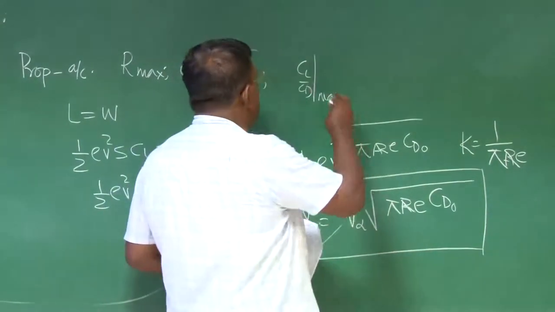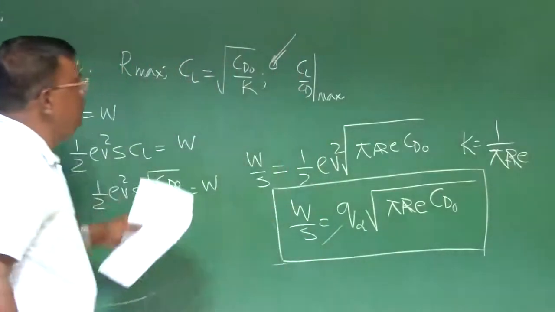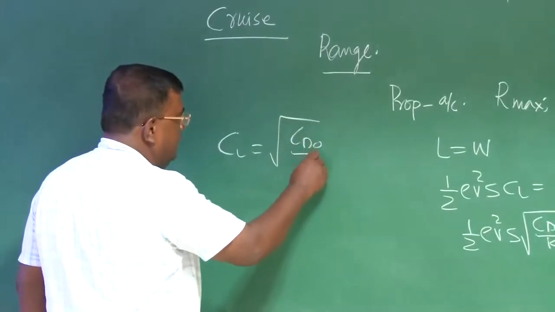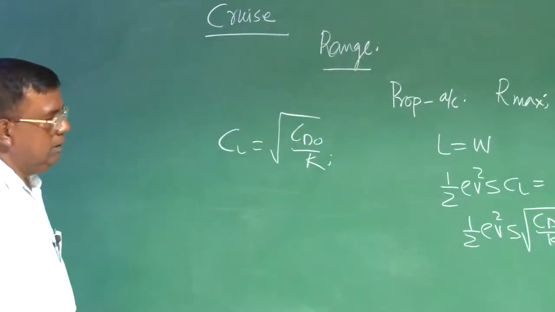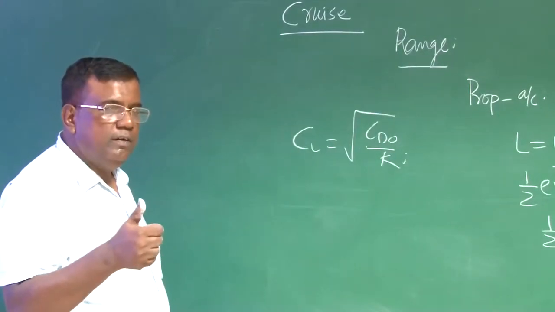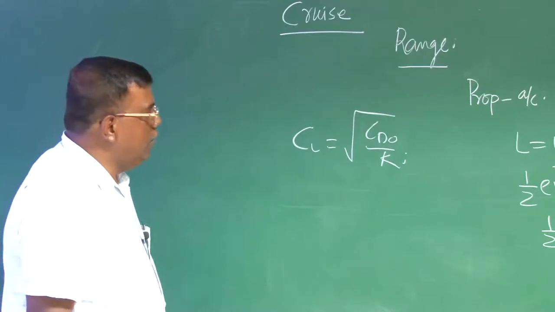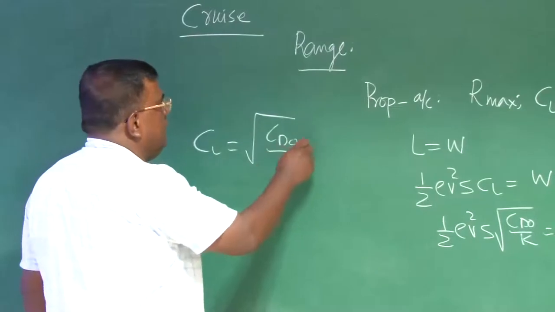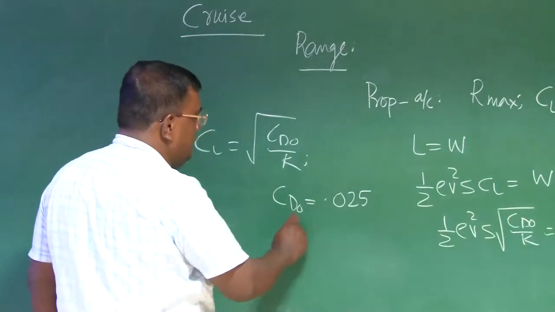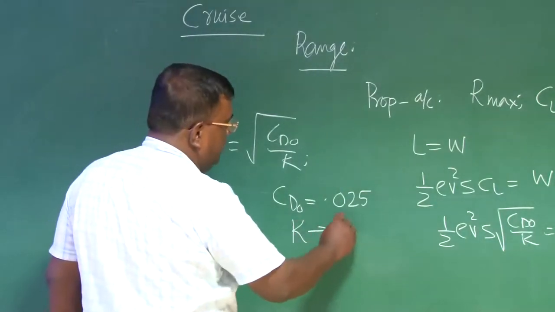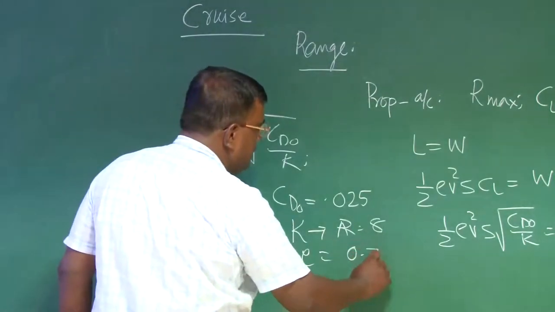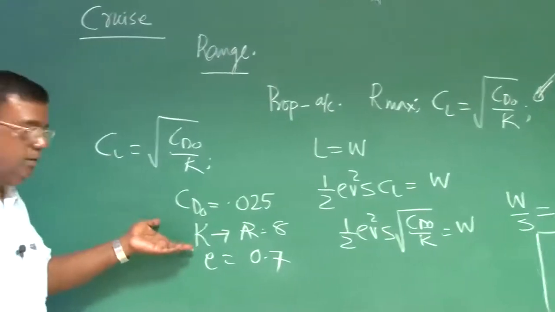Because if you see that, once you are talking about range maximum, your CL is fixed. CL equal to under root CD naught by K. So once I'm cruising at a particular altitude, I have also a fixed speed with which I should fly, because CL is fixed. And typical value of CD naught at the conceptual stage, you can take around 0.025. And K, where aspect ratio you can take around 8, and E, it is better you take less, 0.7. This is what my numbers are, okay?